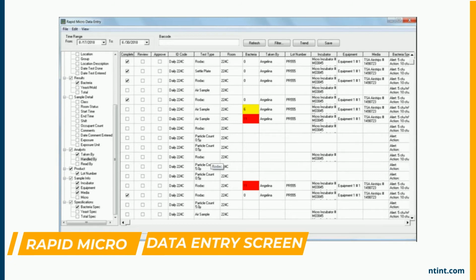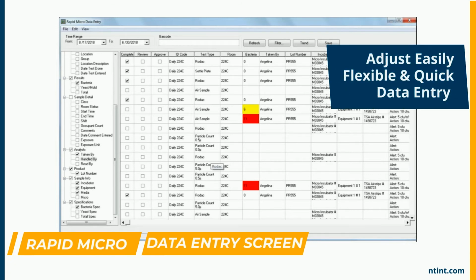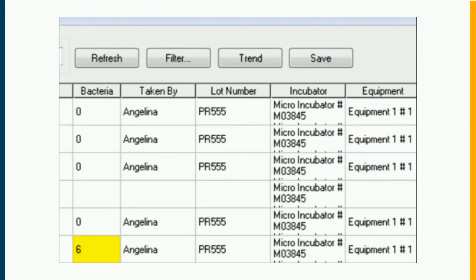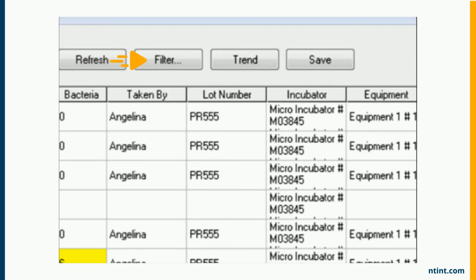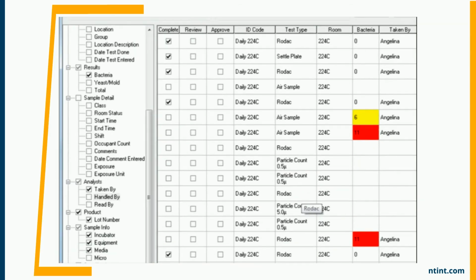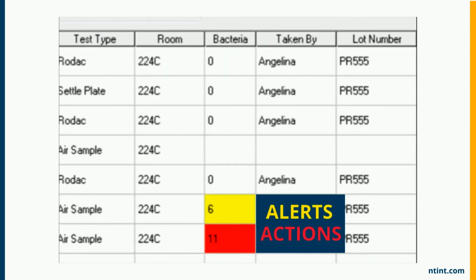Our rapid data entry screen looks a lot like Excel, helping users adjust to the system very easily and quickly. It's flexible. You can scan barcodes. You can use the filter to search for specific content. You can configure your columns by checking and unchecking the fields on the left and print a report accordingly. It also highlights alerts and actions in addition to a visual notification.